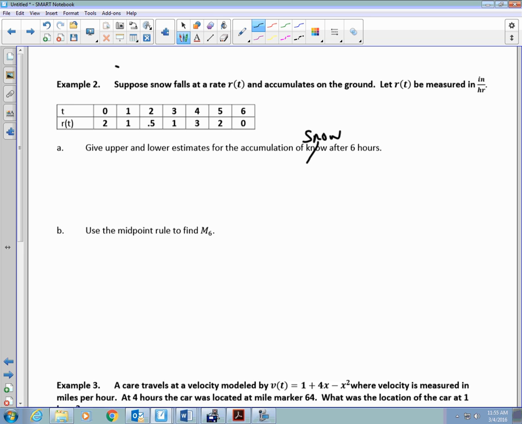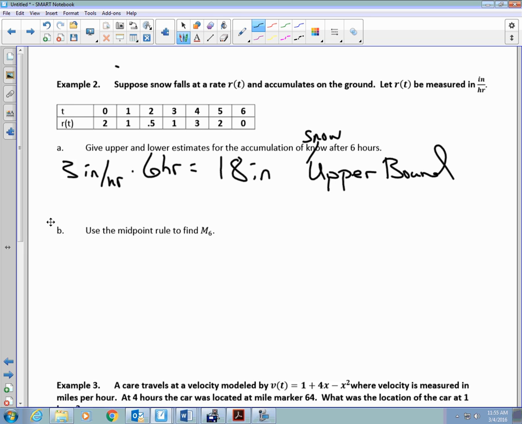You tell me, what's the greatest rate at which the snow is falling? 3 inches per hour. So what is the most amount of snow that you would expect to have? 18 inches. 3 inches per hour times 6 hours is 18 inches. That's an upper bound. That's the largest amount it could be. It's an upper estimate. Okay?